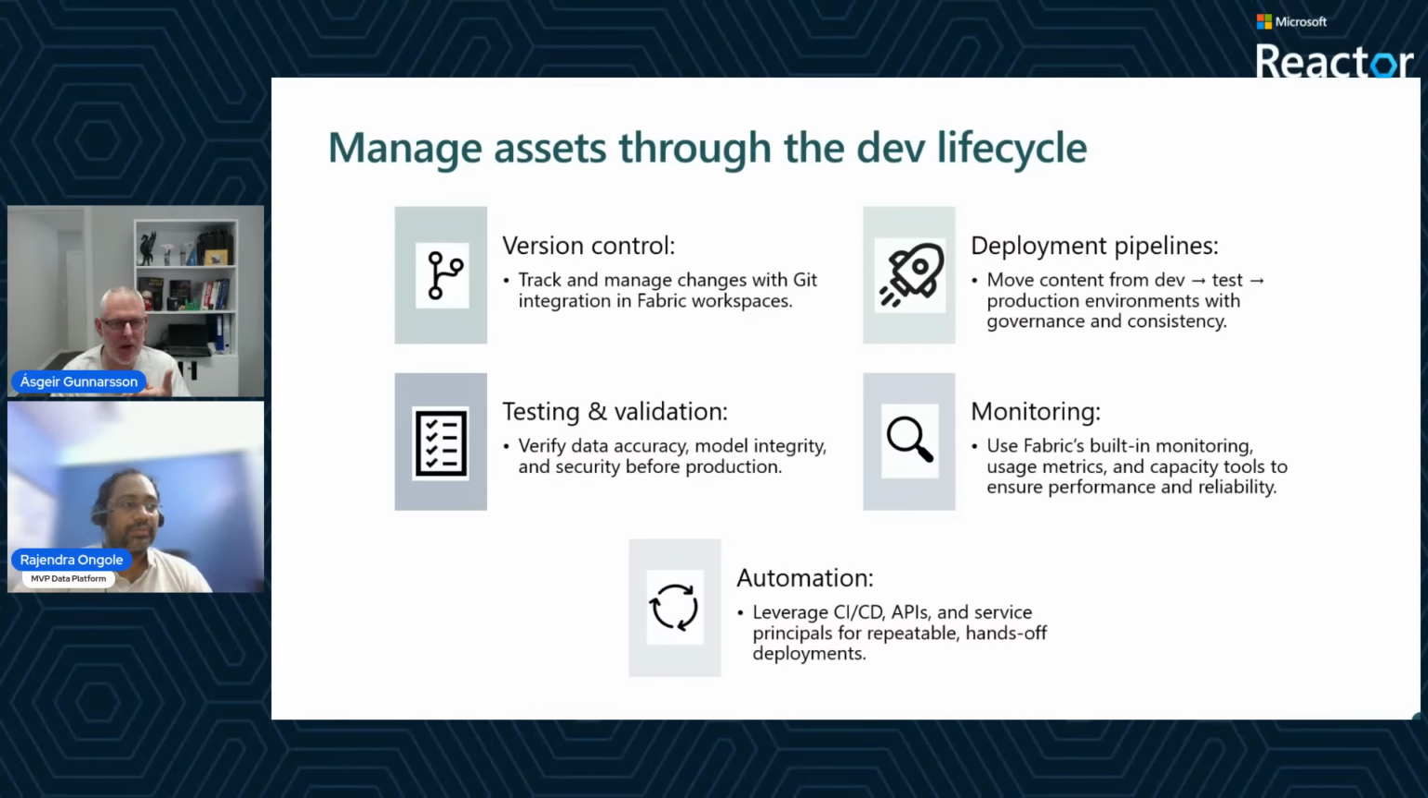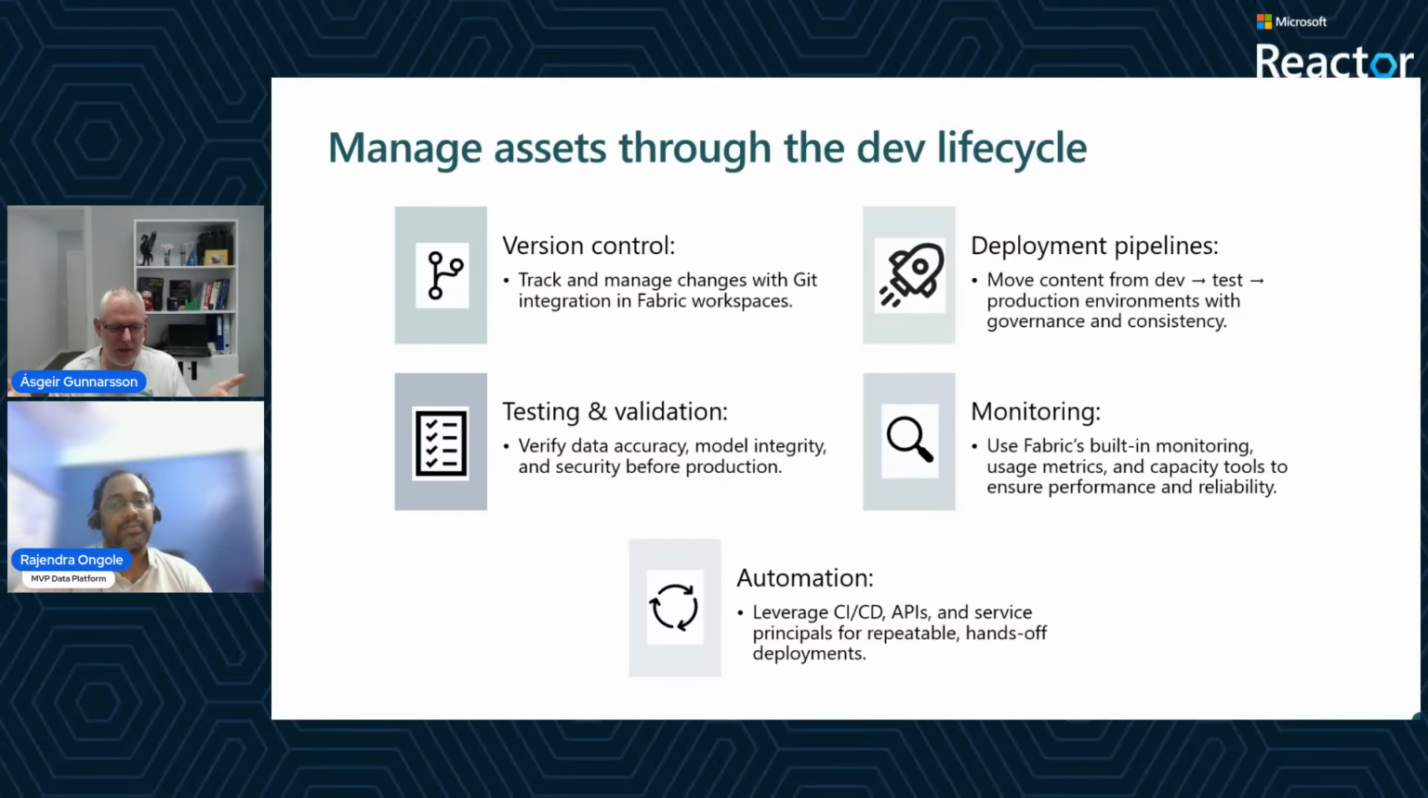So you have the monitoring hub for operational monitoring, so what failed, what succeeded, all those different things. You have the capacity metrics app for capacity monitoring. And then you have the admin workspace for user adoption and governance monitoring. So understand which one is used.